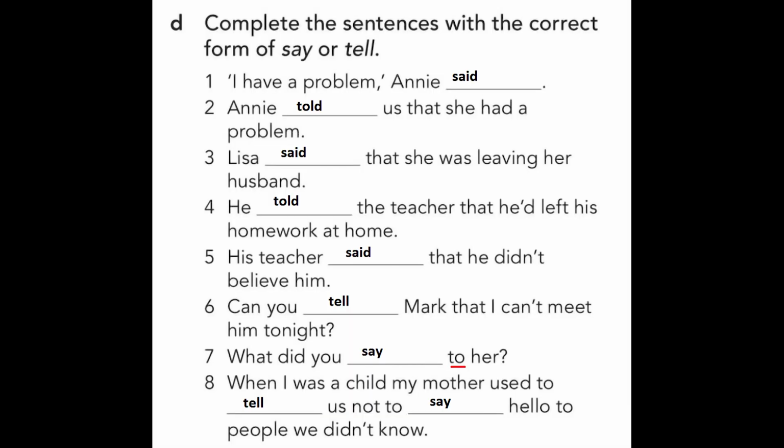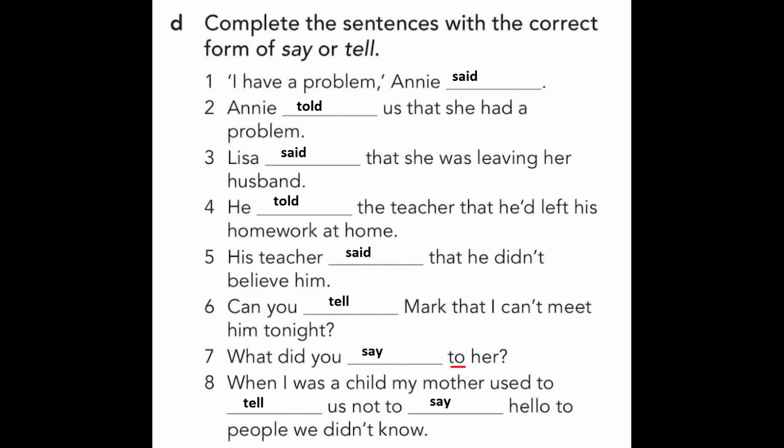Number 1. I have a problem, Annie said. Number 2. Annie told us that she had a problem. Number 3. Lisa said that she was leaving her husband. Number 4. He told the teacher that he'd left his homework at home. Number 5. His teacher said that he didn't believe him.